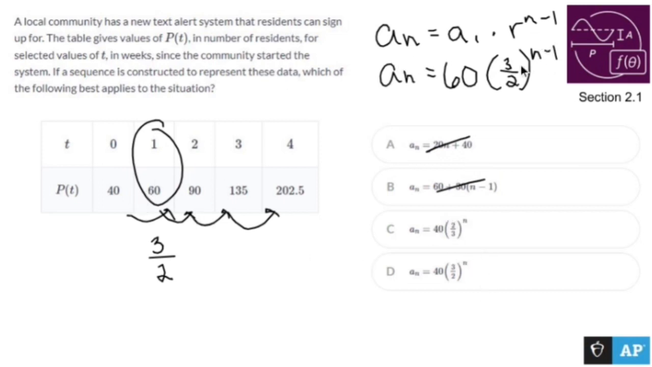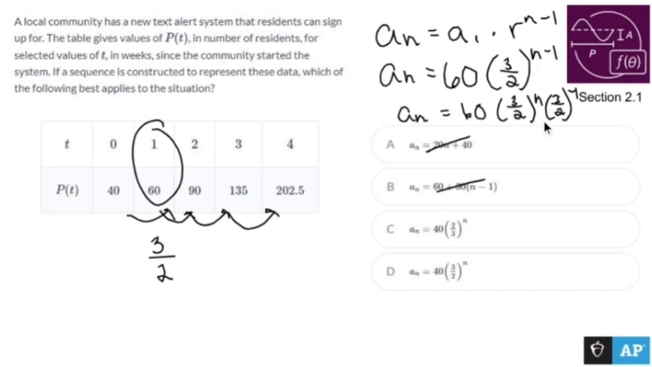Well, let me rip this out and say, look, I don't like the n minus 1. Let's get rid of the n minus 1 by ripping those apart. So I can make it 60 times 3 over 2 to the n times 3 over 2 to the negative 1. And if you're wondering what he did: originally, if you have two terms of the same base being multiplied together, you add the exponents. So going in reverse, I did that.